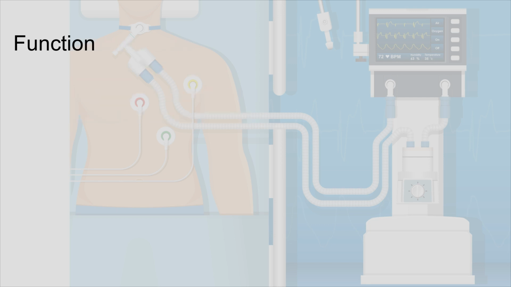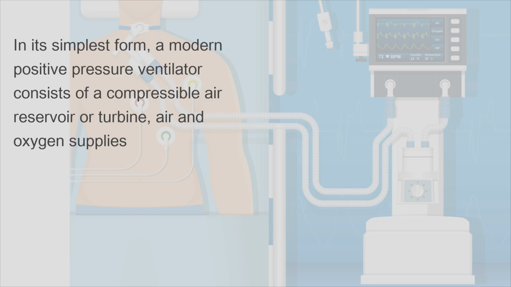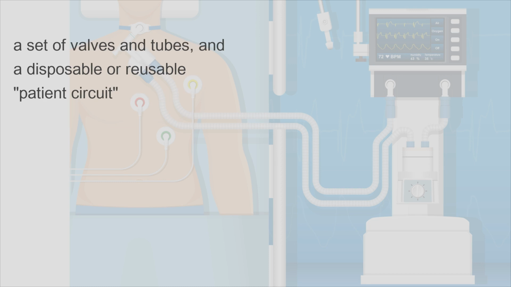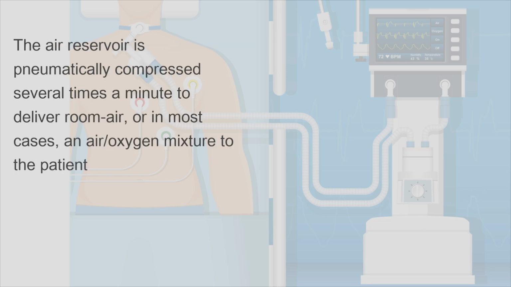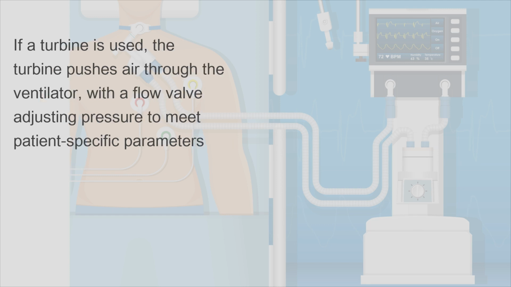Function. In its simplest form, a modern positive pressure ventilator consists of a compressible air reservoir or turbine, air and oxygen supplies, a set of valves and tubes, and a disposable or reusable patient circuit. The air reservoir is pneumatically compressed several times a minute to deliver room air, or in most cases, an air/oxygen mixture to the patient. If a turbine is used, the turbine pushes air through the ventilator, with a flow valve adjusting pressure to meet patient-specific parameters.